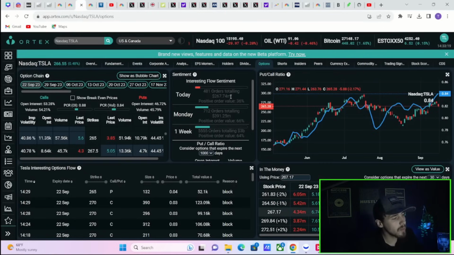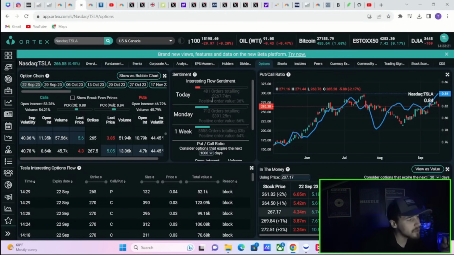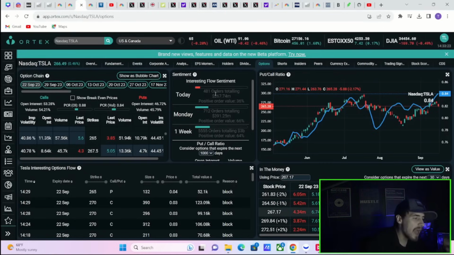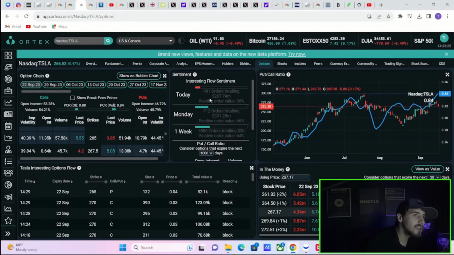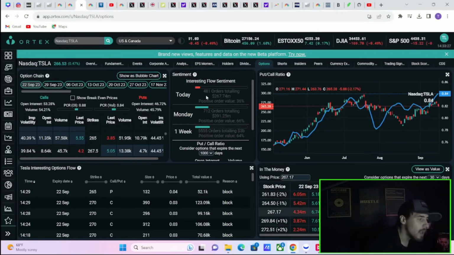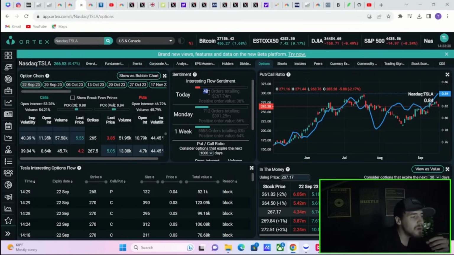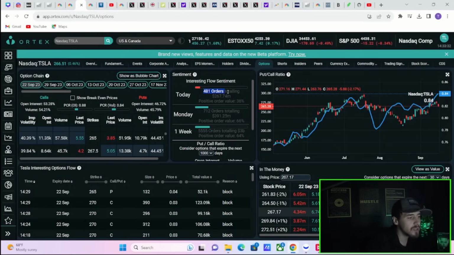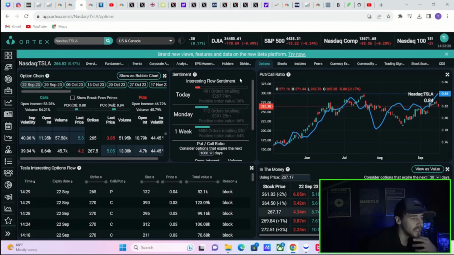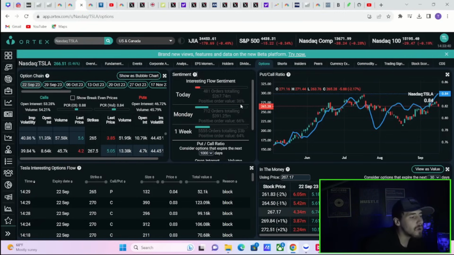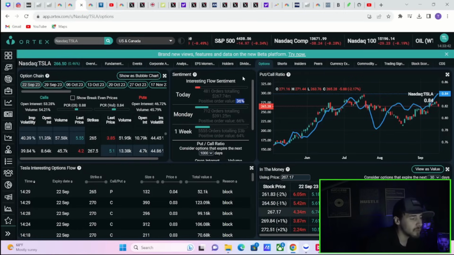Now, let's talk about this. I find this very interesting. Tesla stock is up about half of 1% today. You're heading into the Fed meeting coming tomorrow, and take a look at the option activity. You have seen 481 orders totaling $267.74 million, so almost $270 million worth of options flowing into Tesla today, with a positive order value of 36%.